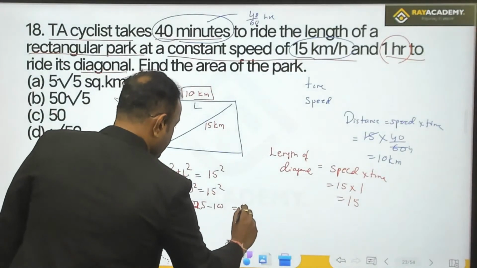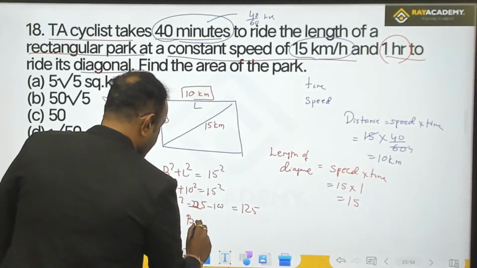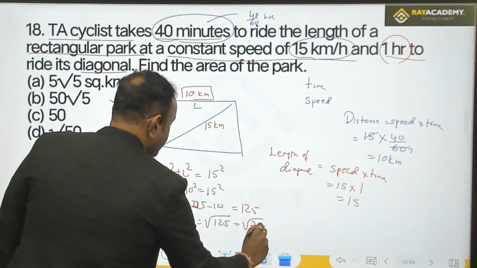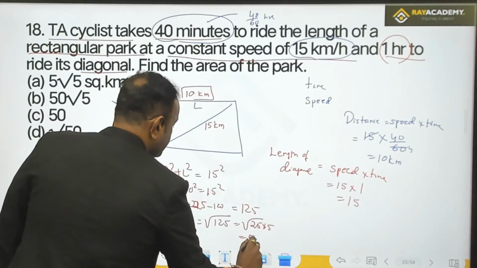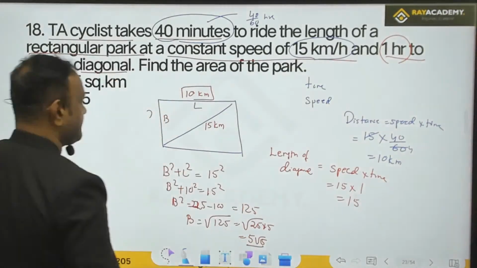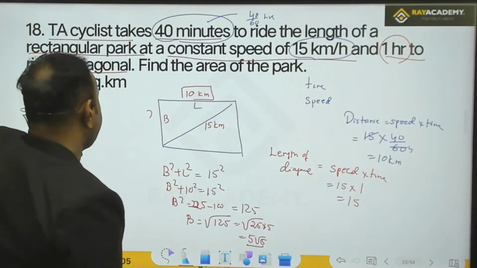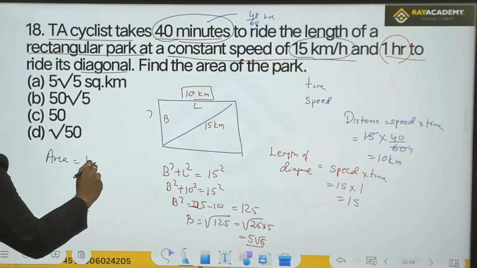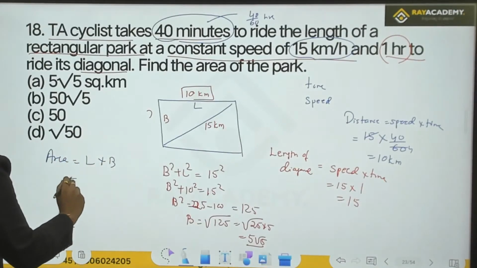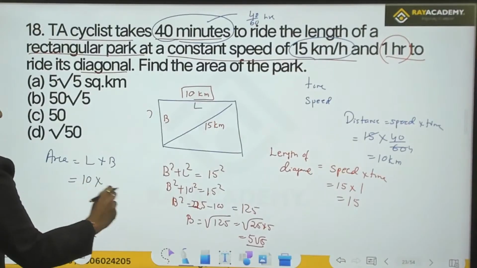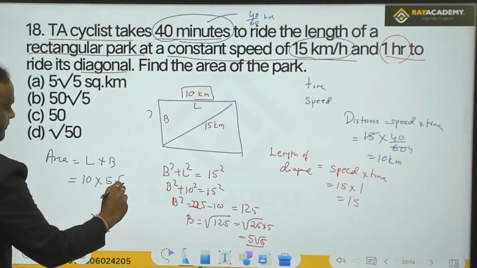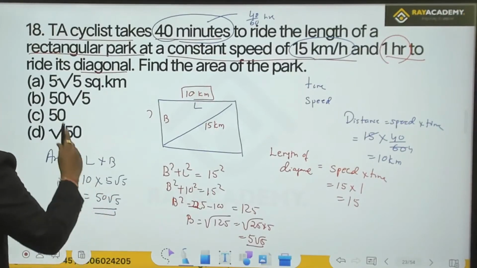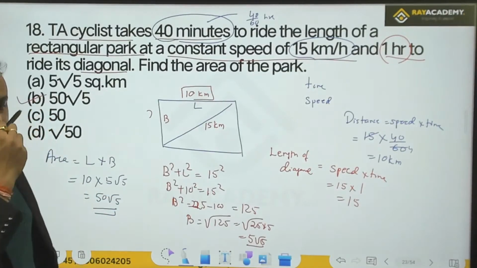So you are getting 125. So B you are getting square root of 125. This is square root of 25 into 5. So you are getting 5 square root of 5. This is the length of the breadth. Now area. Area is length into breadth. Length already we found, that is 10. Breadth already we found, that is 5 square root of 5. So this is 50 square root of 5. This is the area of the rectangle. 50 square root 5.